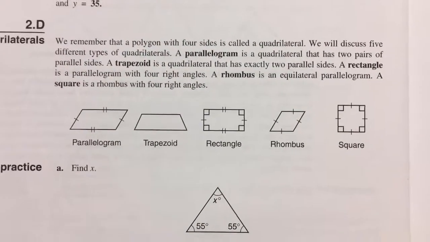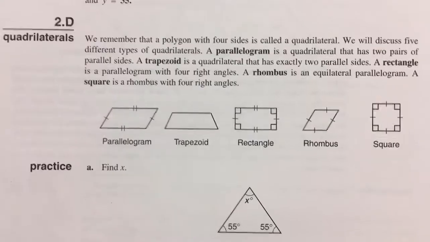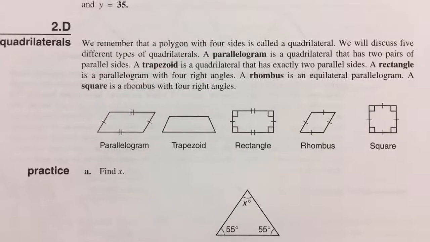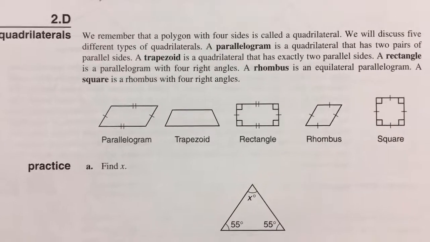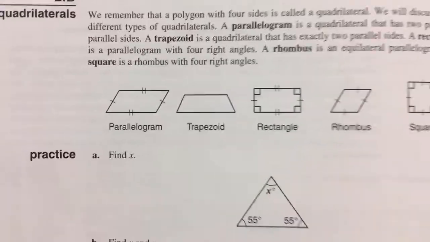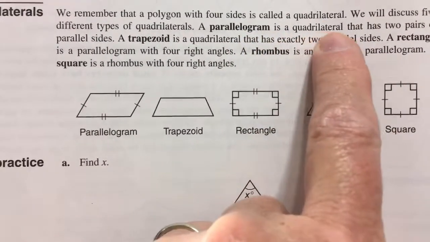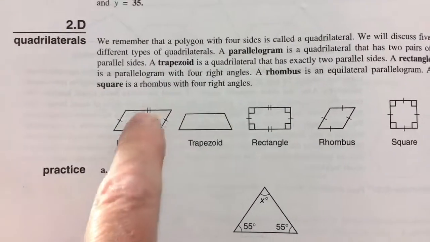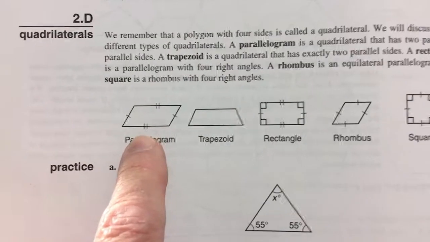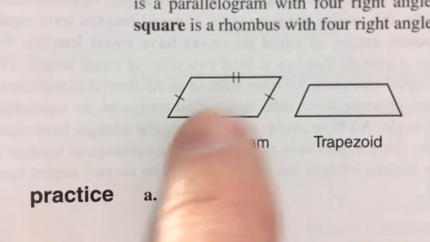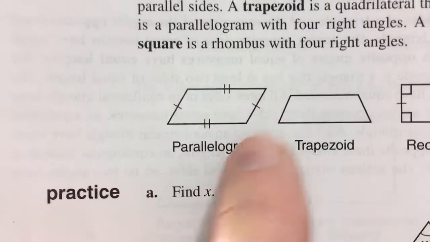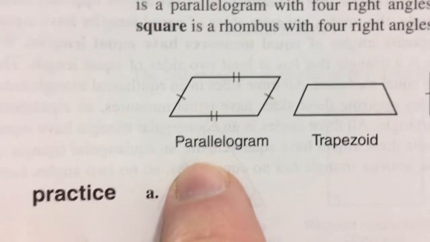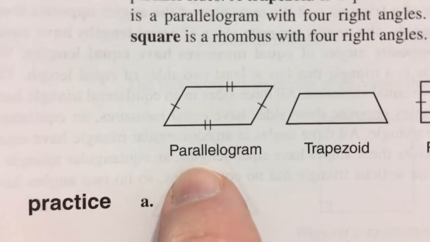This is the last little bit of this lesson. 2D, we're talking about quadrilaterals. And quadrilaterals are four-sided figures. And these are some special quadrilaterals that we need to know the definitions of. A parallelogram is a quadrilateral that has two pairs of parallel sides. Remember, parallel sides are always equidistant from each other. So that is a parallelogram. And the opposite sides will be the same on a parallelogram, but the angles are not necessarily the same. So parallelogram, opposite sides are parallel.